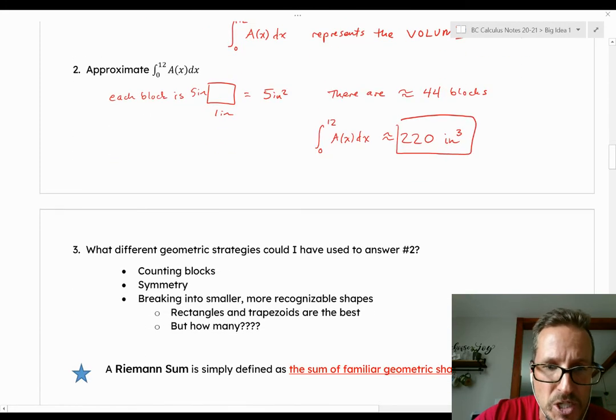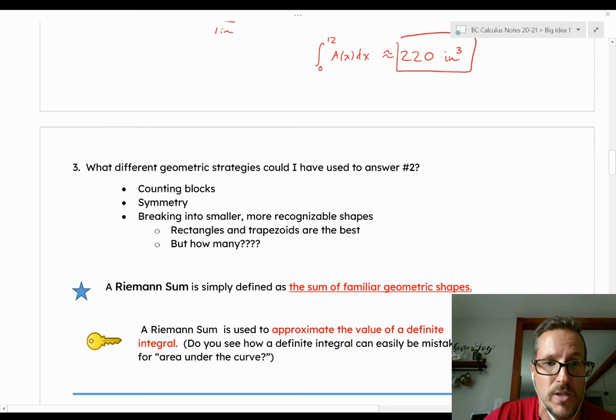So other geometric strategies that I could have used, other than counting blocks, was to look at the symmetry of that looking like a parabola. That's what I actually did. I only counted half of it. But what I could do is break that into smaller, recognizable shapes. I could draw a couple rectangles in there, maybe a few triangles, do my best to kind of puzzle piece that thing out so it looks like some shapes that I could easily find the area of.